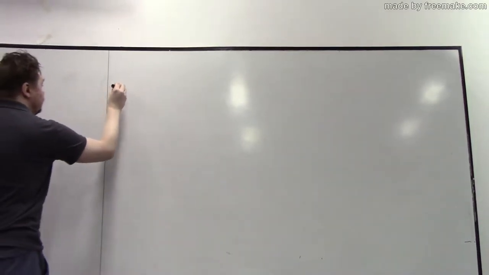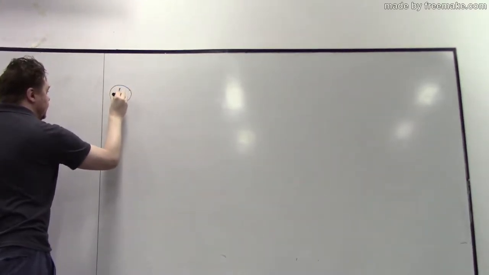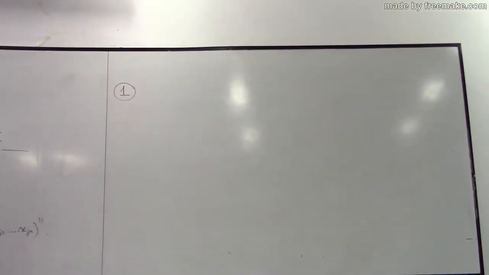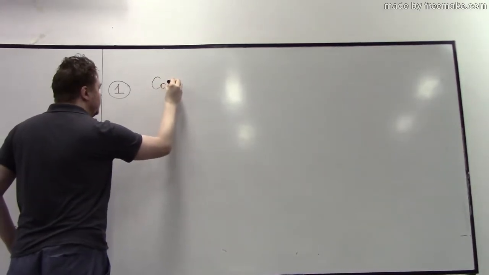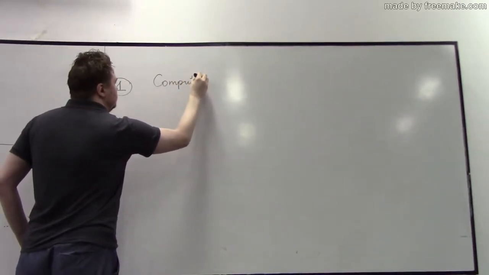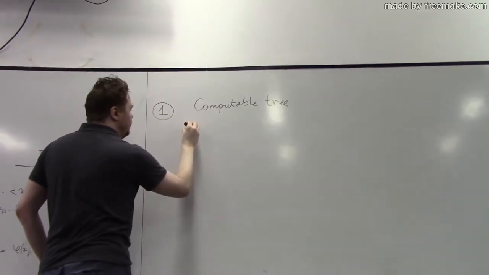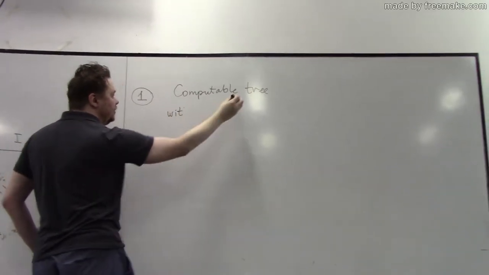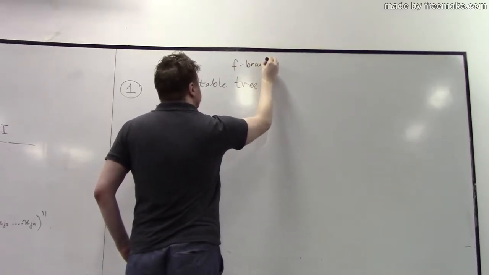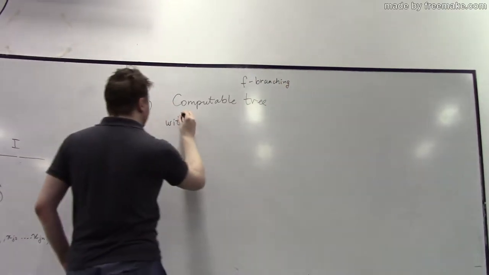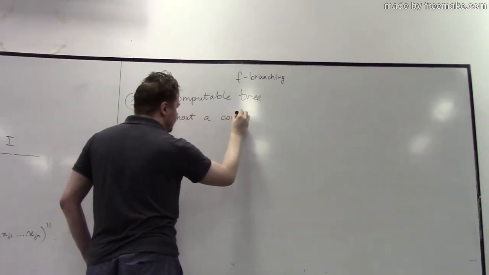So the first example may not seem like an indiscernible, but it is. It's the tree, a computable tree, a computable, finitely branching tree without a computable branch.